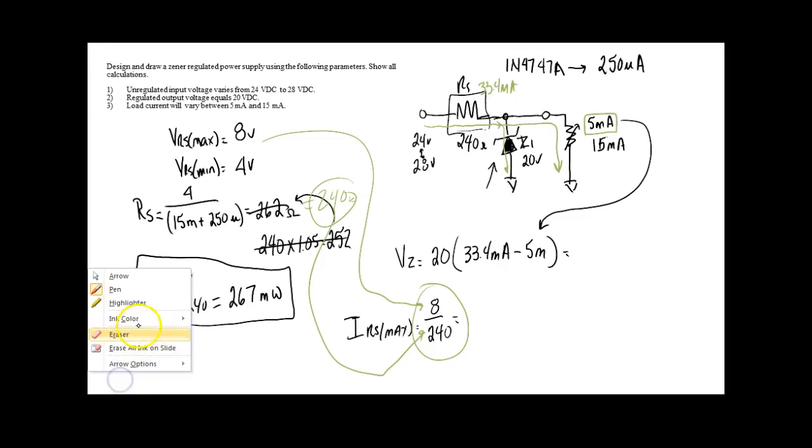So what do we get here? 6.58. You just can't say 6.58 watts. So how can I multiply milli? I don't know. So that'd be 20 times, open parentheses, 33.4 times 10 to the minus third, minus 5 times 10 to the minus third, close parentheses, equals, I got 568 milliwatts.